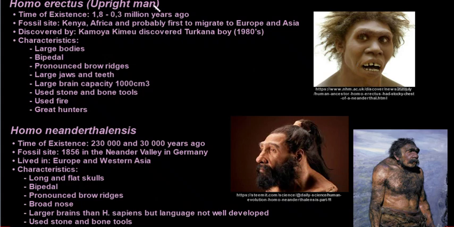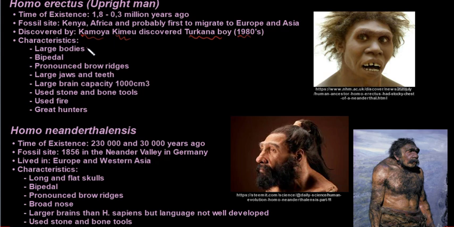Then Homo erectus, the upright man, believed to be the first fully bipedal human genus. The time of existence here is 1.8 to 0.3 million years ago. The fossil site is in Kenya, so in Africa, and they were probably the first to migrate to Europe and Asia. It was discovered in 1980, specifically the Turkana boy, and it was just a small fragment of a skull that I don't think anybody would have been able to see except for Kamoya Kimeu. I think I'm pronouncing his surname incorrectly, but it was amazing that he even found that piece of skull.